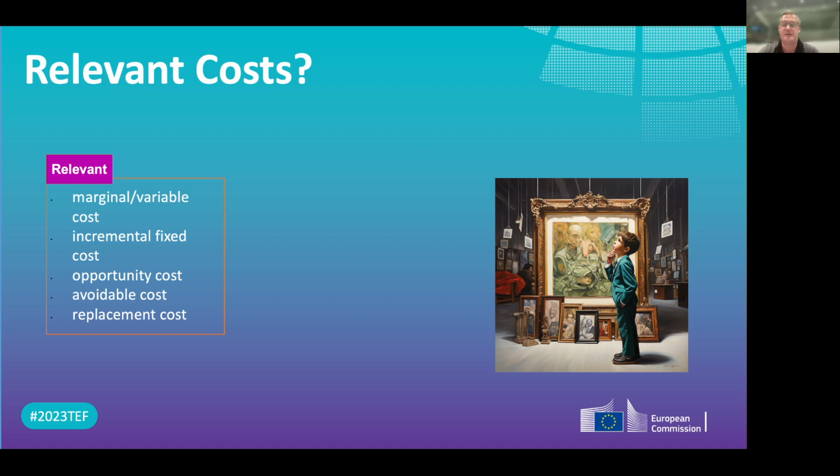An incremental fixed cost is possibly not all that relevant to individual translators, but what is very relevant is opportunity cost, the cost of foregoing an alternative, the cost of turning down another client, the cost of not doing another job, an in-house job, for instance, that would match your skill profile.